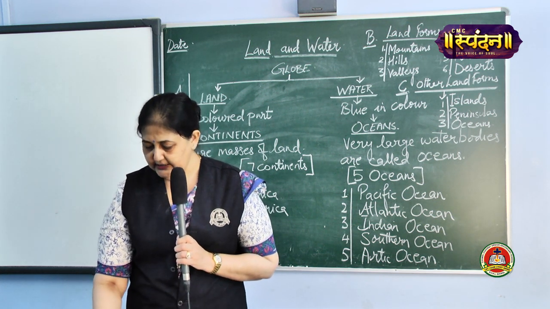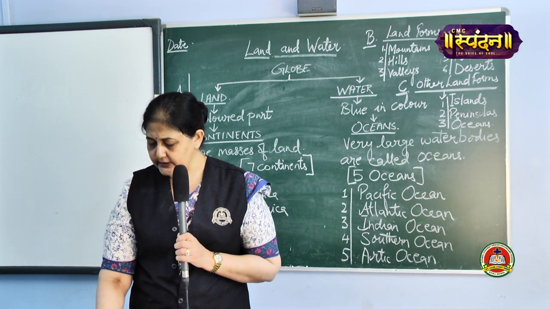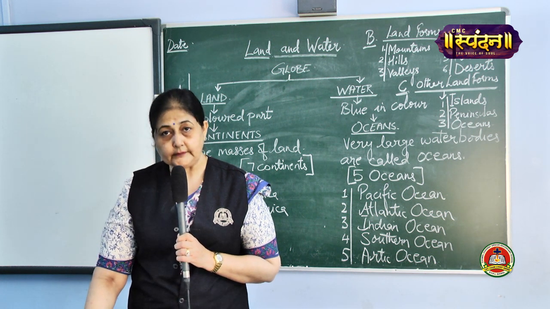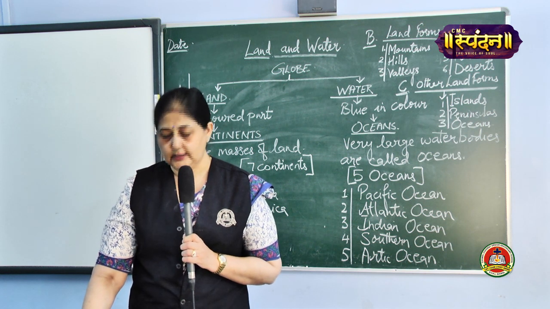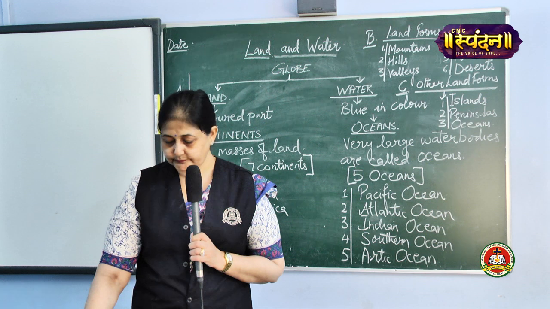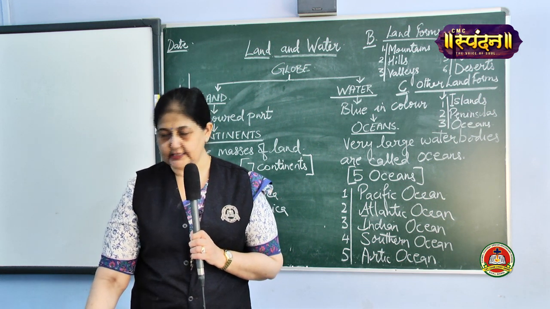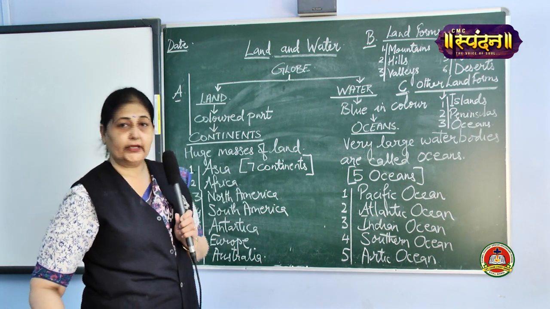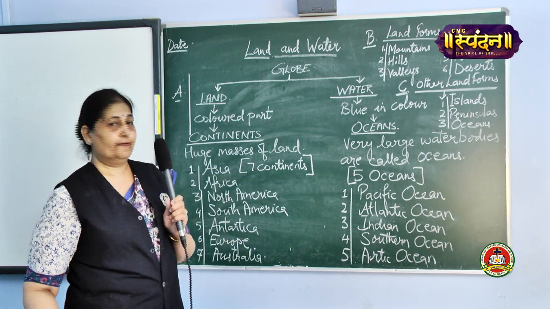213, write down date and classwork, fill in the blanks. The highest and the tallest raised land mass on the earth are called, what are they called? Mountains. They are called mountains. Please write down mountains. I'm not rubbing this because I think certain children must be slow in copying. So I'm giving them a little more time to copy this flowchart.